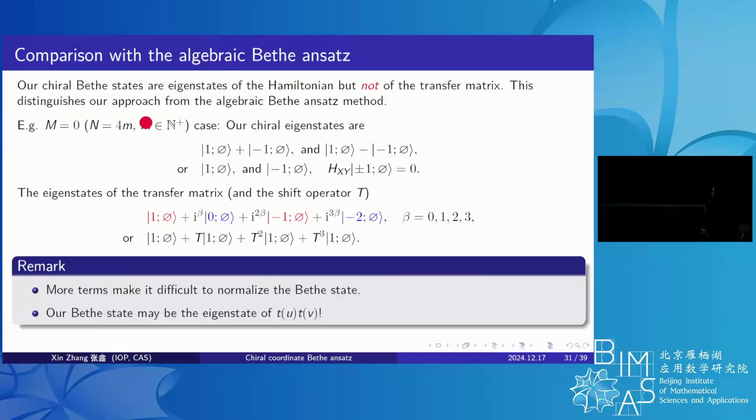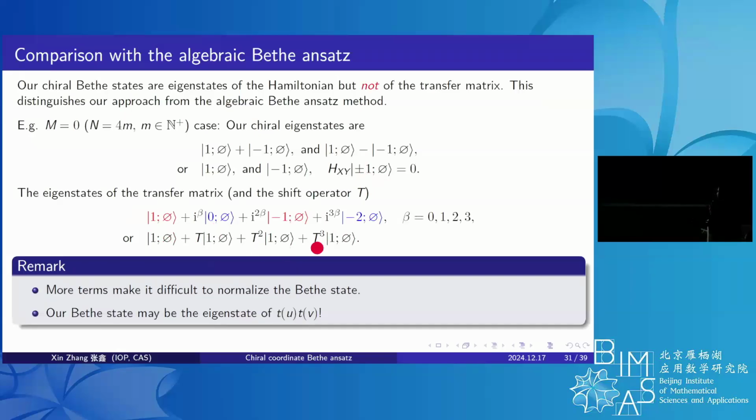So this makes our approach different from the algebraic Bethe ansatz. A very simple example is the m equal to 0 case. In our chiral state, the state can be this 1 or -1, or a linear combination of these two states. They are all eigenstates of the Hamiltonian, but for the eigenstate of the transfer matrix and also for the shift operator, we need another two terms.